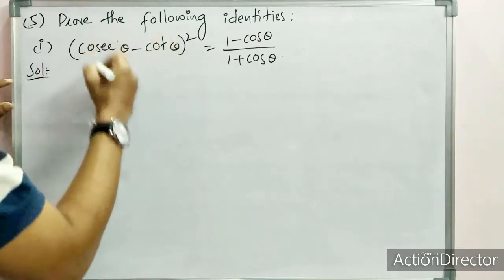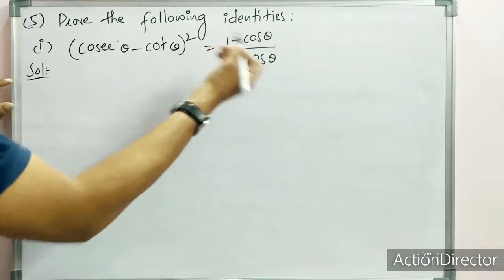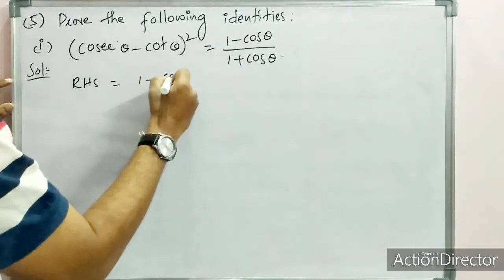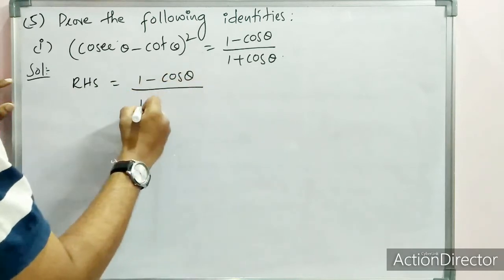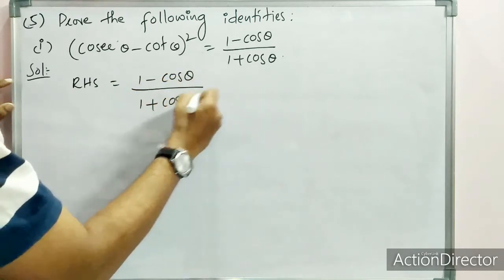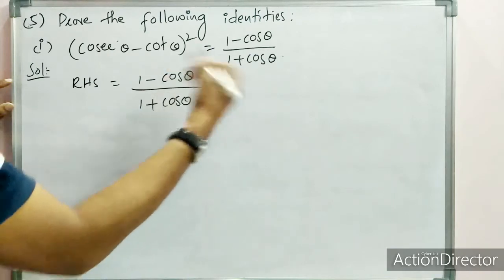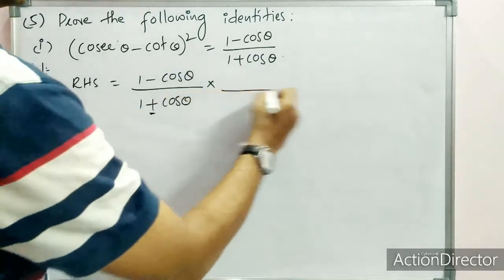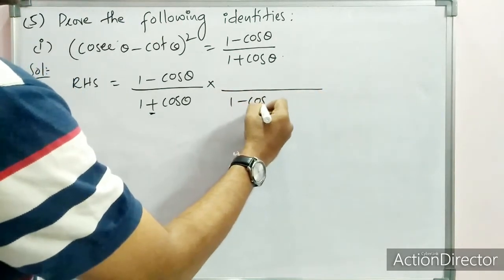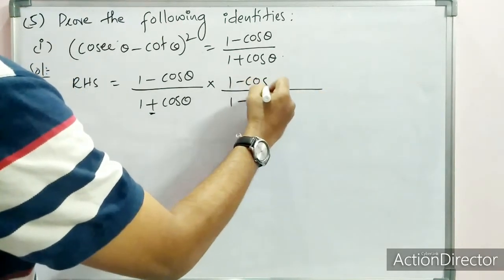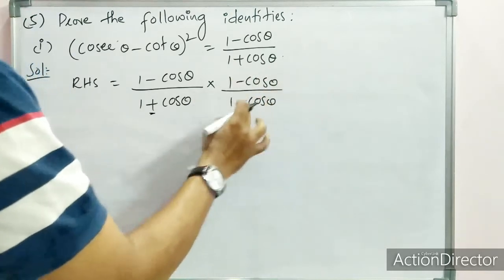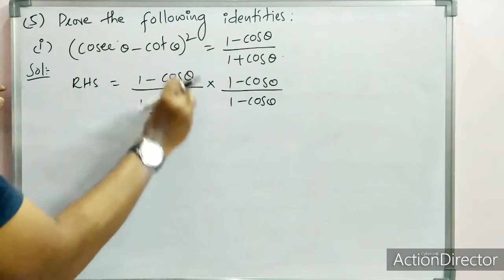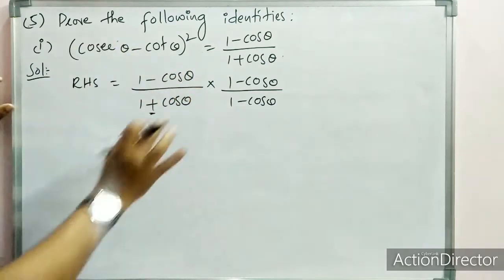Therefore, proof. Here this is the LHS part and the RHS. I am taking the RHS here. Therefore RHS is equal to (1 minus cos theta) by (1 plus cos theta). So in the denominator you change the sign and multiply. In the denominator we have plus. You take 1 minus cos theta and 1 minus cos theta. So numerator and denominator you multiply with 1 minus cos theta. This value will be taken based on the denominator, not the numerator.